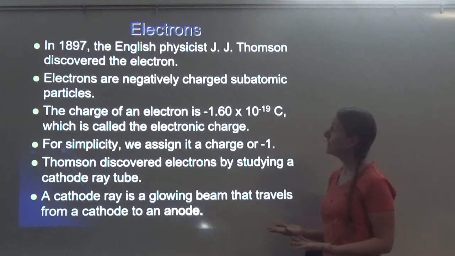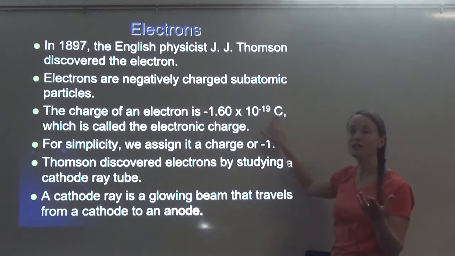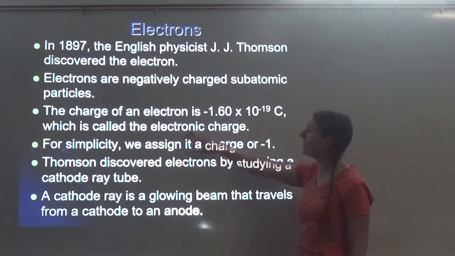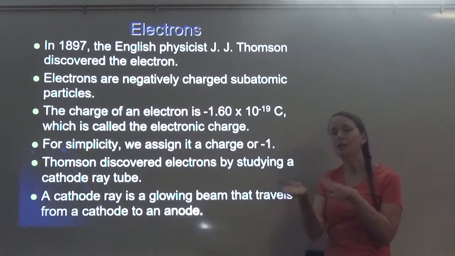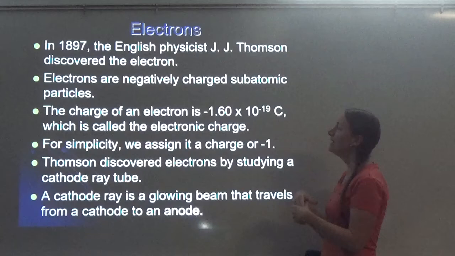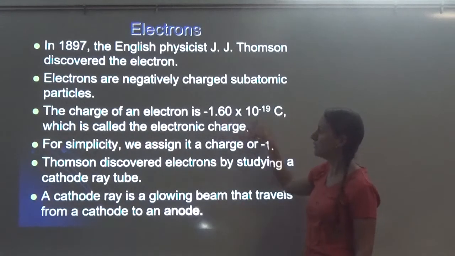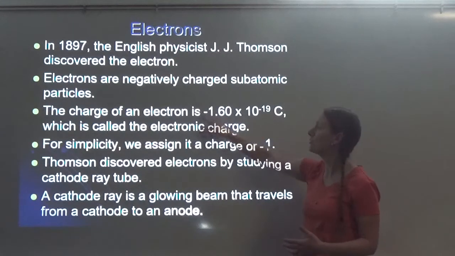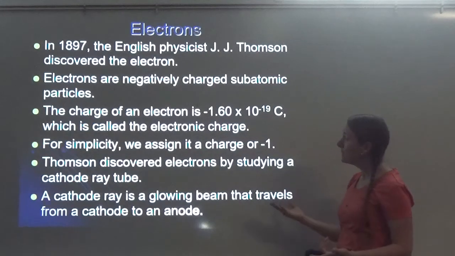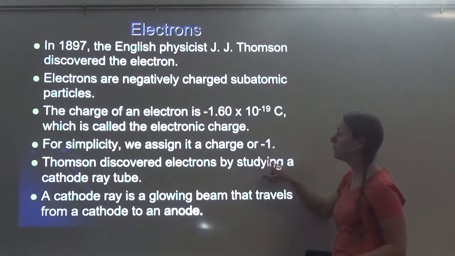The charge of an electron is -1.60 times 10 to the -19 C, and C is coulomb. That is just a unit for charge. And this is called the electronic charge. So even though we say it's -1 and a proton is +1, again, that's kind of relative. The actual coulombic value is this right here. So this would be the charge of an electron. A proton actually has the same charge, but it's positive. For simplicity, like I said, we assign it a charge of -1. Whoop, that should say of, not or.